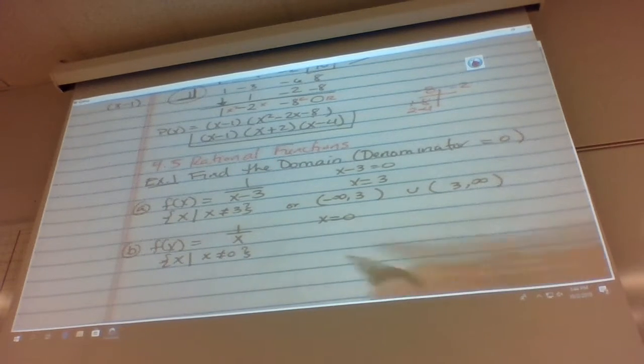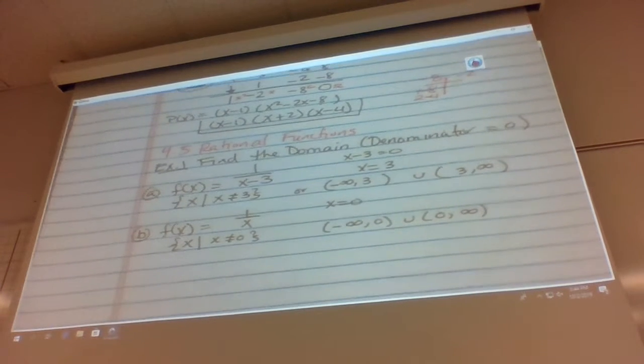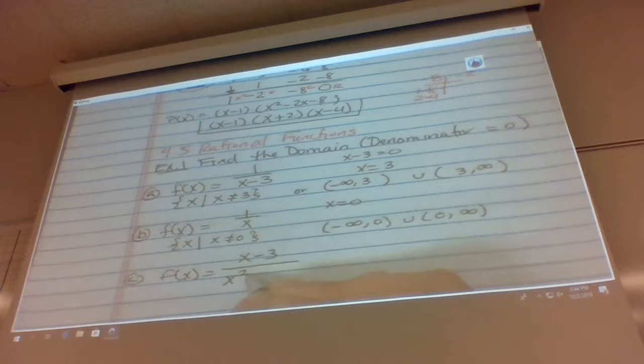It's always the denominator. But then you get problems like this: x minus 3 over x squared plus x minus 2. What can we do? We have to factor your denominator. So your denominator right now is x squared plus x minus 2.